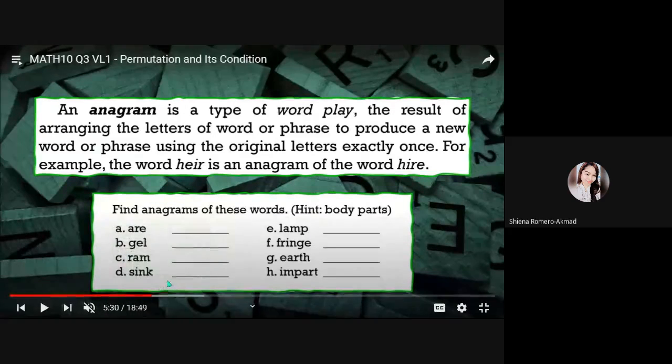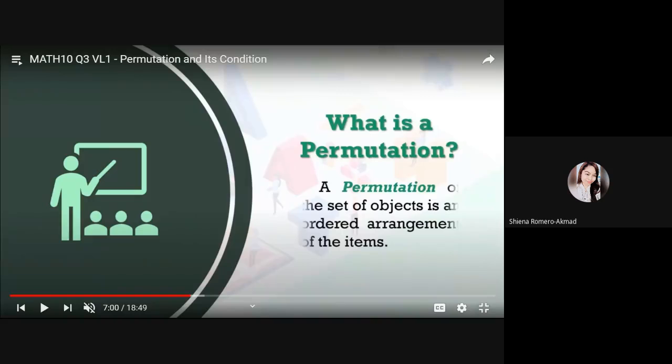When we say permutation, it has to do with arrangement, or it involves arrangement. It is the process of arranging objects, elements. Okay, so for us to find out more about permutation, let us proceed to the definition. The permutation of the set of objects is an ordered arrangement of the items. So it is an ordered arrangement of an item.